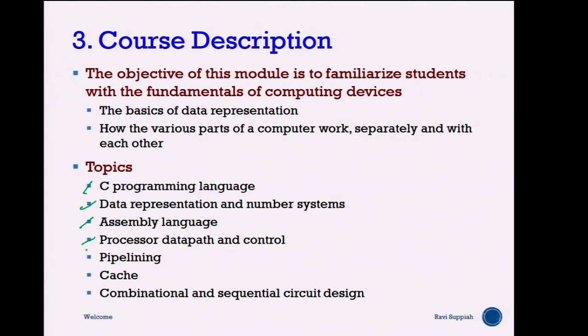Pipelining and cache are again more hardware specific topics. That means within the processor itself, what can we do to make it more efficient and optimize the performance? When you do software, you learn about software optimization: how you allocate memory, how you structure it, how you write a loop to reduce the time complexity and so on. Pipelining and cache are more at the hardware level. When so many instructions are executing, how can the processor architecture be optimized to improve the throughput of the system?